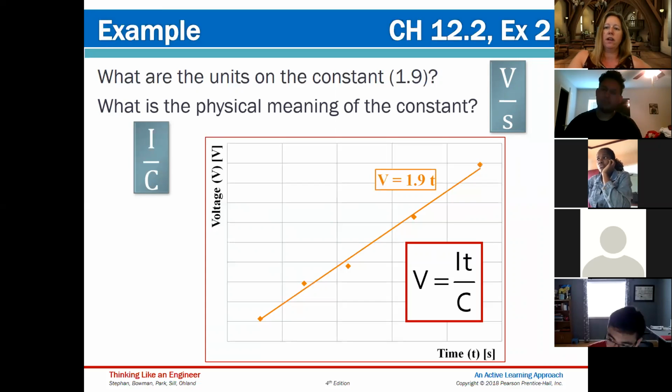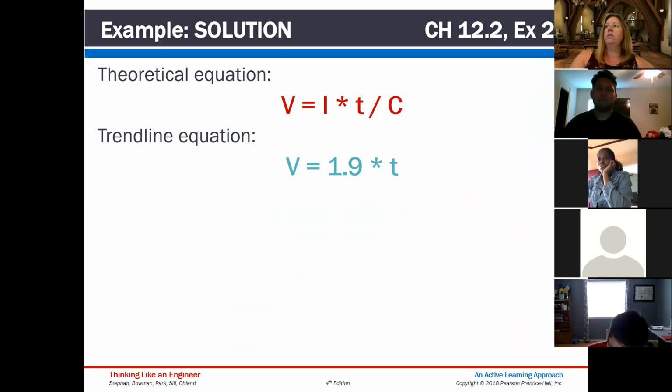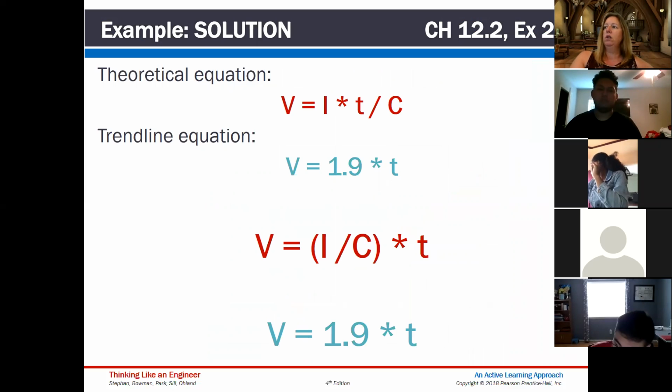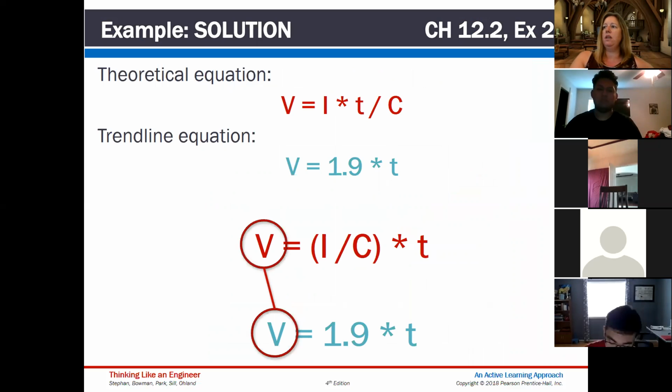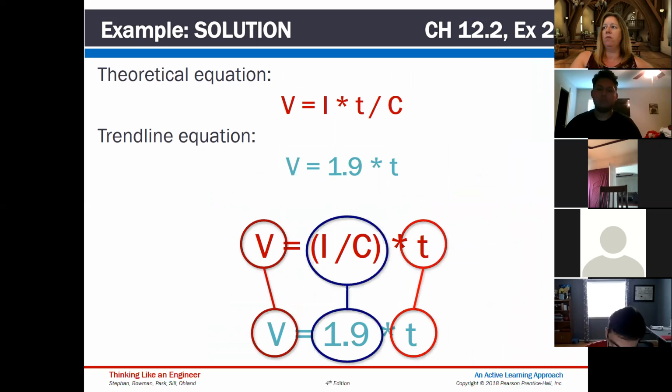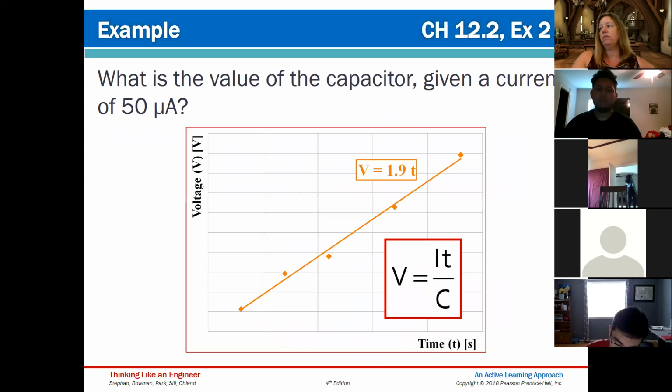This should look similar to what I covered on Tuesday, being able to interpret our trend line on our graph. We take our theoretical equation and our trend line equation, relating the two. So what is our constant? What does it mean? Our volts and our time match up. So we know that our 1.9 is equivalent to our theoretical equation of I divided by C, which will allow us to calculate based on the value of our capacitor given a current of 50 milliamps.